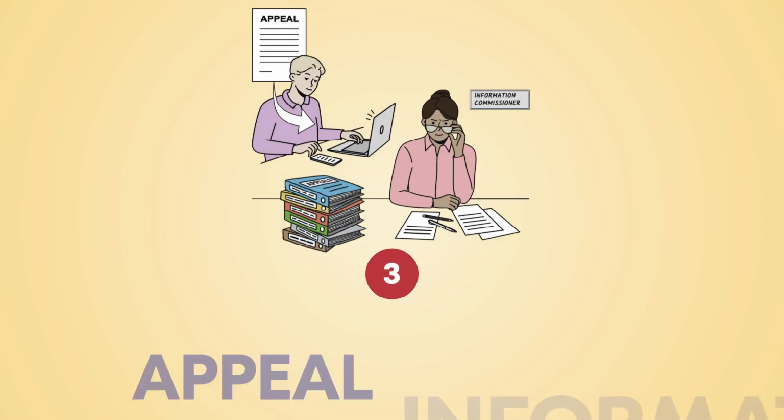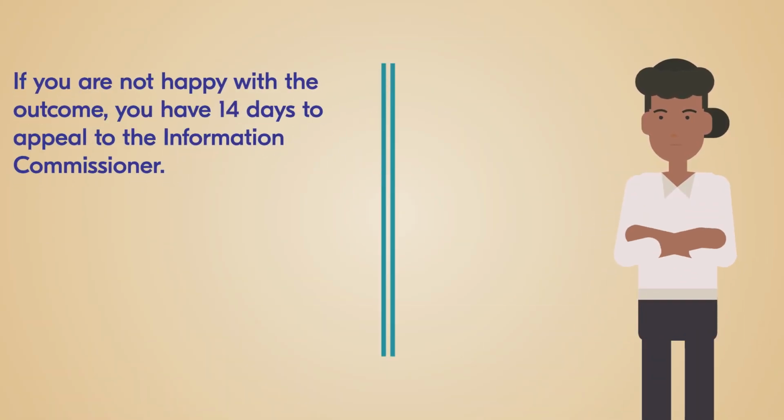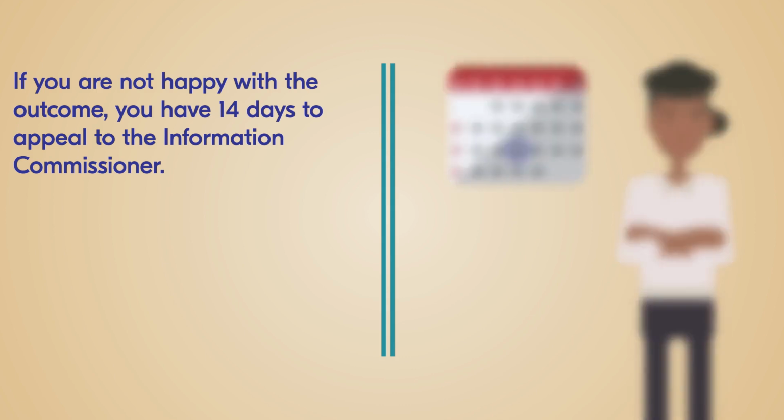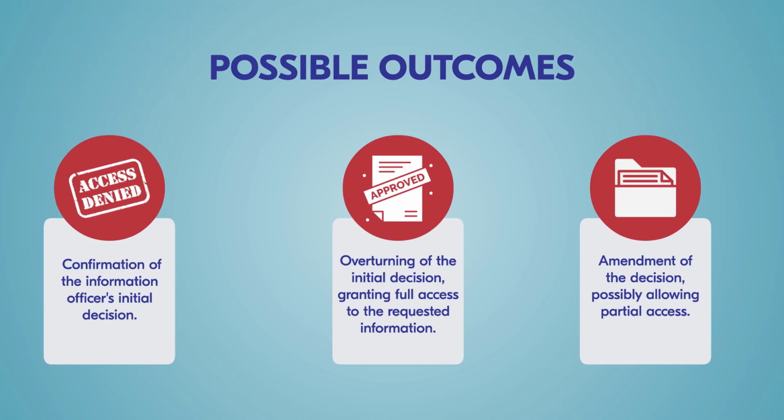Step 3. Appealing to the Information Commissioner. If you're not happy with the outcome of the internal review, you have 14 days to appeal to the Information Commissioner. The Information Commissioner will hold a hearing and then make a decision on the appeal. The 3 possible outcomes of that decision are the same as for the internal review.